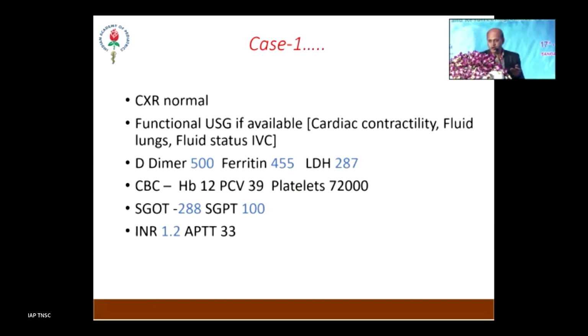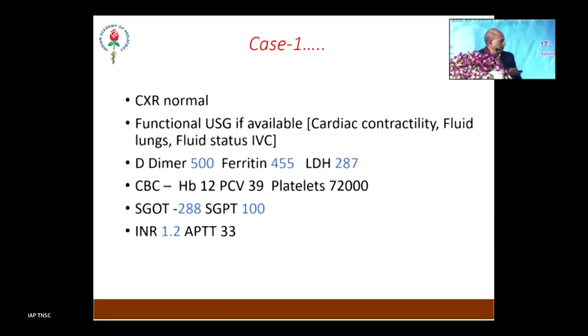We need to look at the cardiac contractility, fluids in the lung, and fluid status, especially the IVC. That will be very, very useful. Since we are thinking about multi-system inflammatory syndrome as one of the possibilities, we looked into the acute phase reactants, which showed mild elevation. Acute phase reactants can be elevated in both dengue as well as multi-system inflammatory syndrome. But one thing you should remember, it will be in the thousands in a case of multi-system inflammatory syndrome compared to dengue. So it is not going to differentiate between MIS-C and dengue. Only the clinical picture and other things we need to look at.